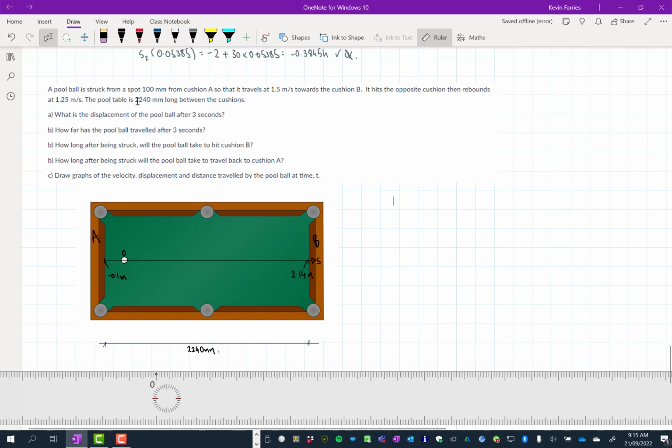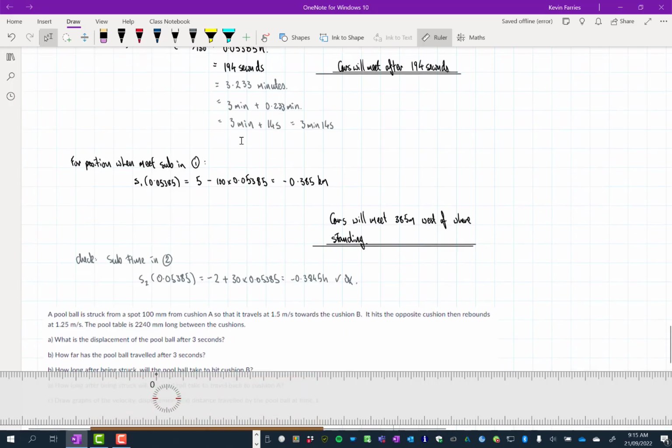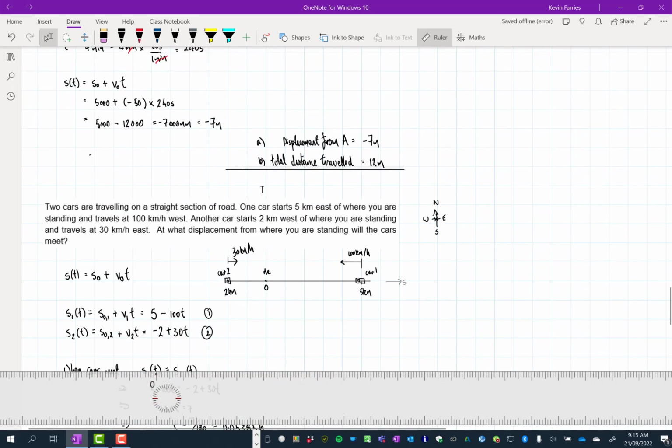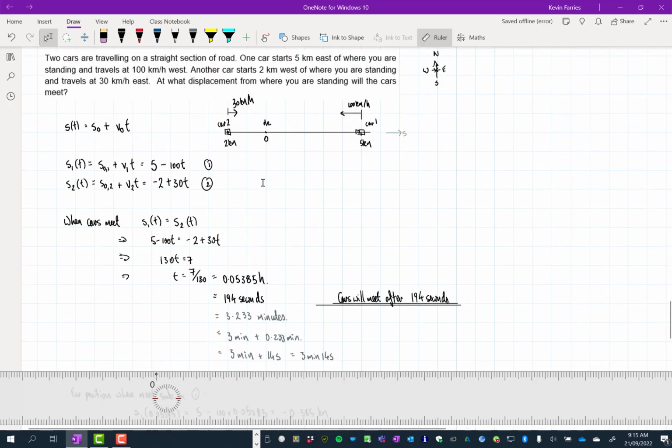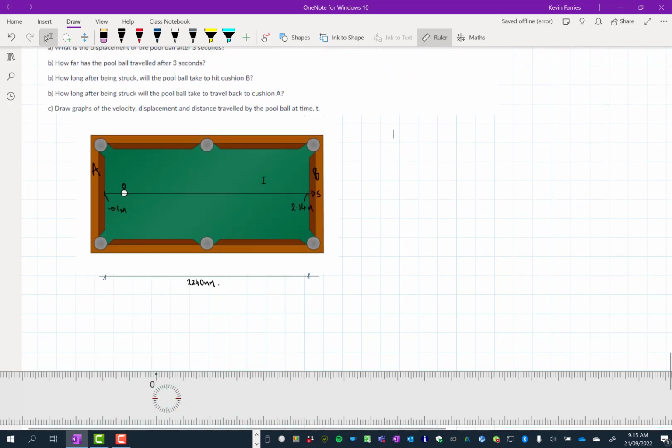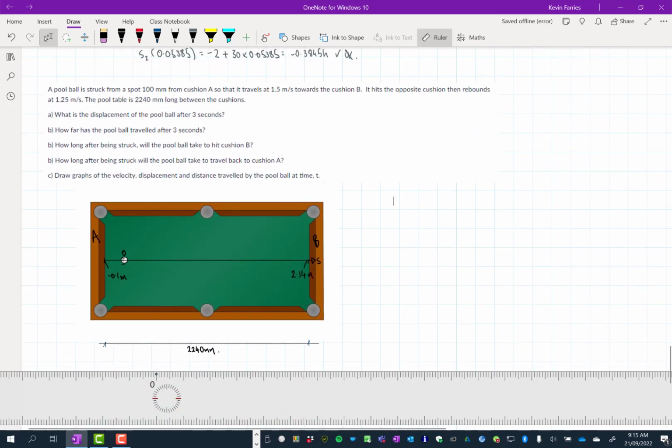So what do we have to do? It's the opposite cushion bounds, and so on. What's the displacement of the pool ball after 3 seconds? So in the examples we've looked at so far, they've just had one stage, like nothing is changing velocity or anything like that. In this case here, it's going to travel until it hits here, and then it's going to bounce back again.